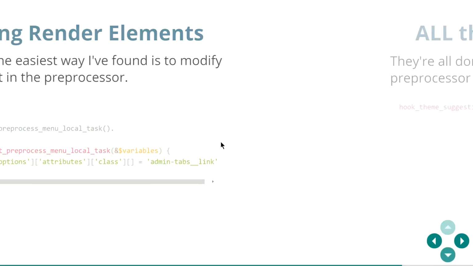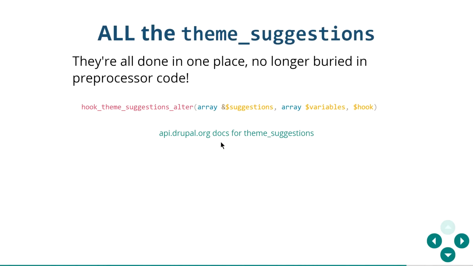Another awesome thing about Drupal 8. There are many. All theme suggestions are in one place. You don't have to run around to different preprocessors to find theme hook suggestions and add something. It is now one hook. It'll tell you where it's coming from, its variables, and what the current suggestions are, and then you can modify and add to them however you like.